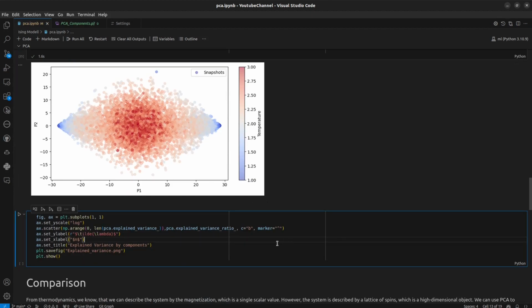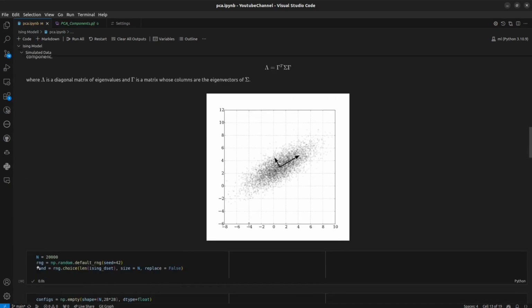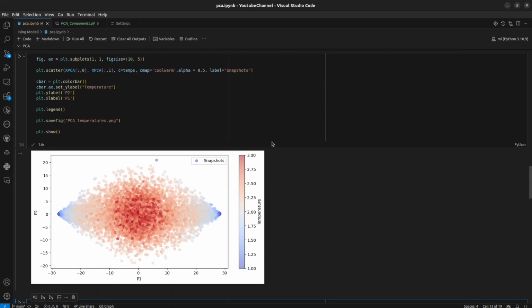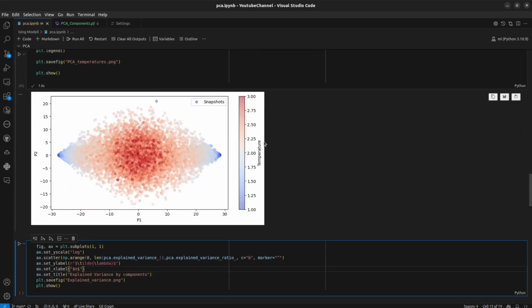Okay, if we then think about our basis transformation, we have the matrix lambda. That's diagonal, and on the diagonal are the eigenvalues, and they're sorted by the explained variance. So the first eigenvalue is the largest and explains the most variance, and then we go into the following ones that explain less and less variance. So we can have a look at how important the first principal component is compared to the following ones.